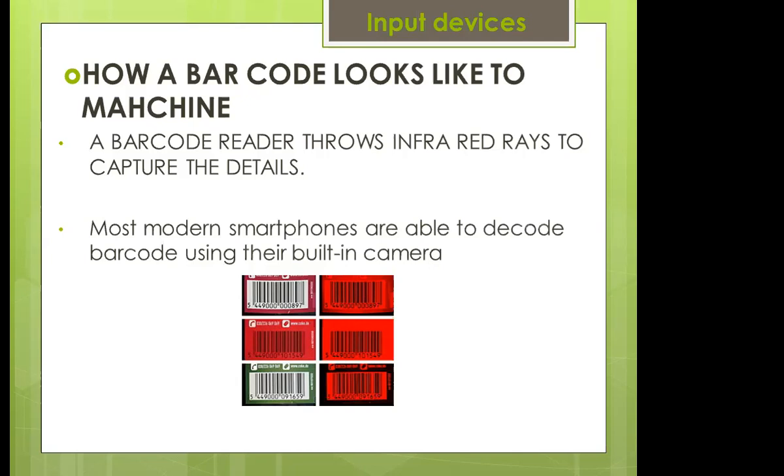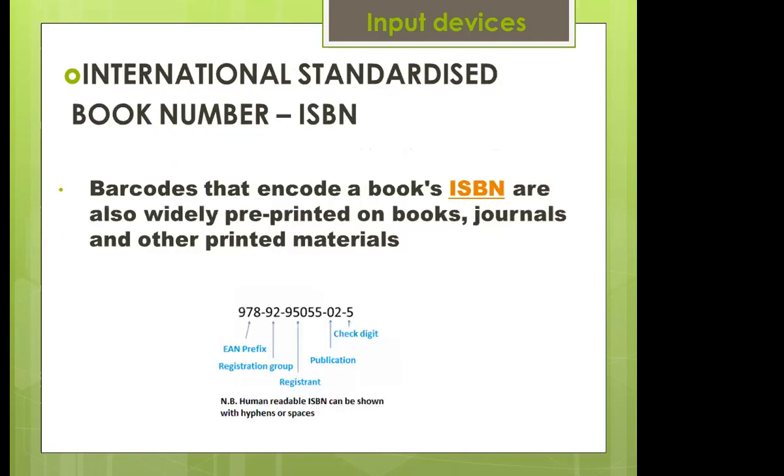Now, these are the barcodes on some bottles of Coke, and when we click that laser device, on the right side you see the entire red, that is the throw of infrared light. And when this returns to the device, those black bars are translated by the machine and then the details are captured. In this way, every barcode scanner works.